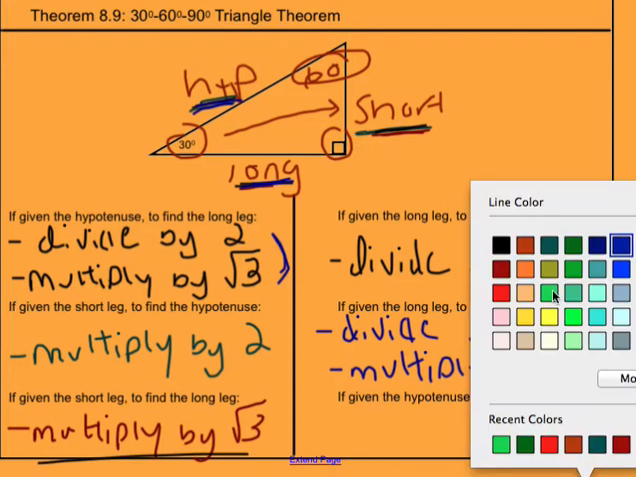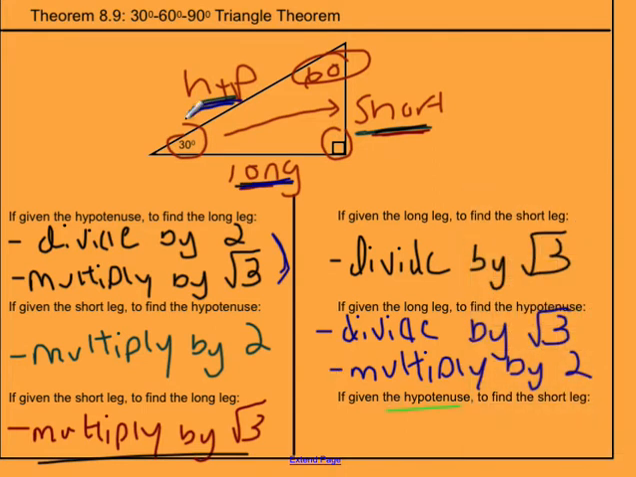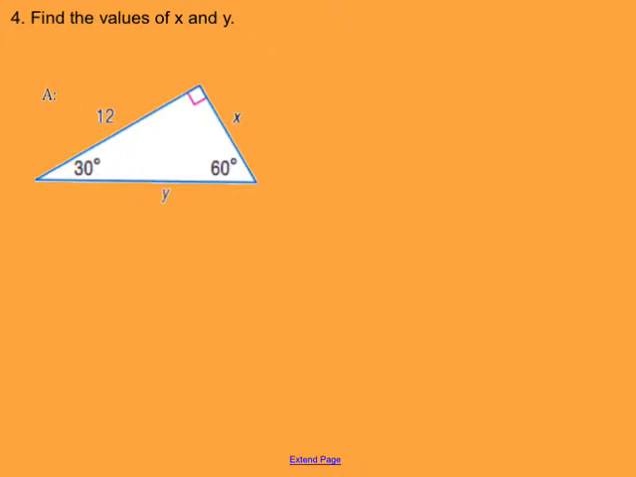Next, if you're given the hypotenuse and you want to find the short leg, you just take the hypotenuse and divide it by 2. That's all you have to do. So those are all of your rules. So keep those handy while you're doing the homework. I know I did when I was making my key.